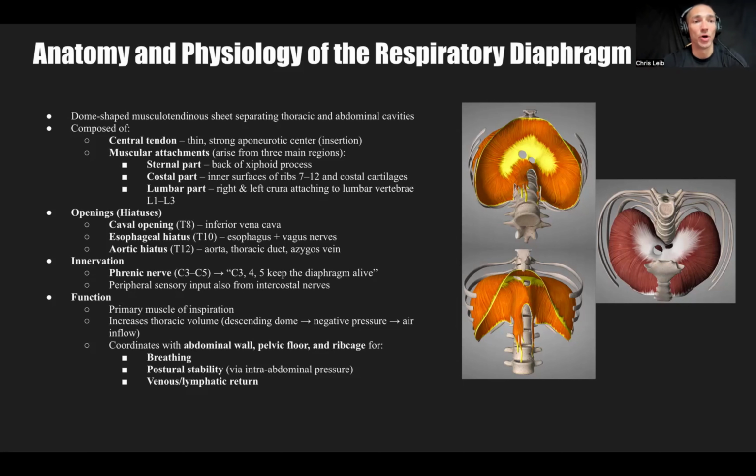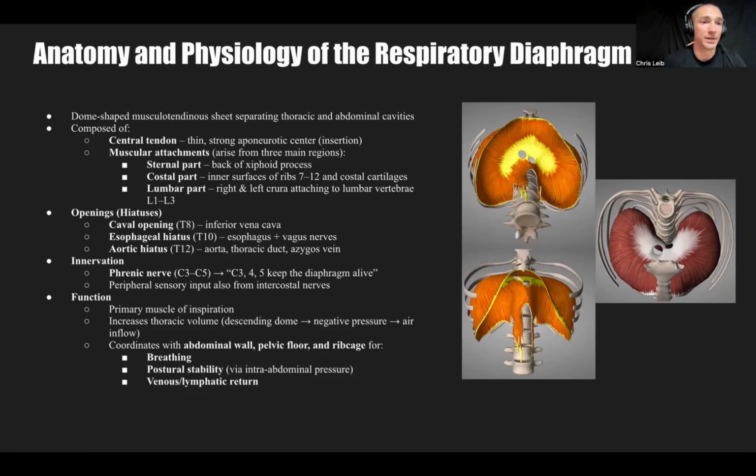So some important openings and hiatuses that you see within the diaphragm are the caval opening, which is at T8 for the inferior vena cava. And then there's also the aortic hiatus around T12 for the aorta. So that's just two heart vessels basically that run right through the diaphragm. So you can see how there's very close connections anatomically to how the breath can control things like heart rate and even our heart health.